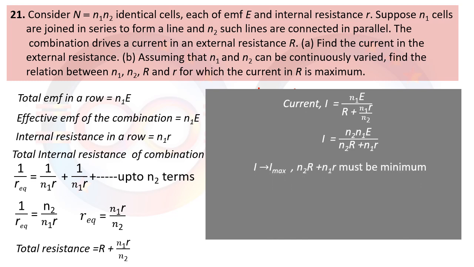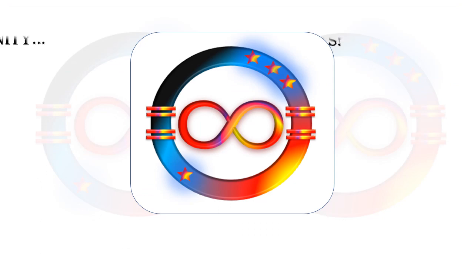So here I can be maximum when the denominator is minimum. The denominator is N2R plus N1R, and if we apply the maxima and minima theory, we would be reaching the condition R is equal to N1R upon N2, or N2R is equal to N1R. It means when the total internal resistance becomes equal to the total external resistance, the current in the mixed combination is maximum.